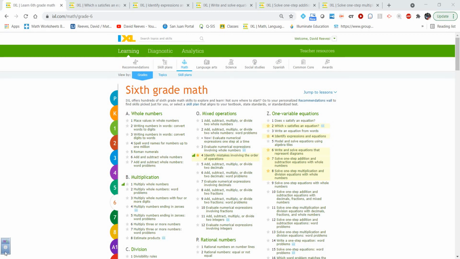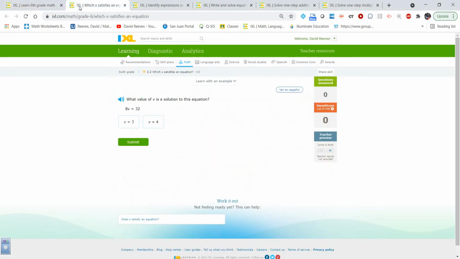Well, hey everybody, Mr. Reeves back with you, and today I'm going to be working through some IXL skills with you. These are the IXL skills that were assigned by me on one-step equations. So what I'd like to do is just work through some of the problems in each skill, starting with Z2, which X satisfies the equation.